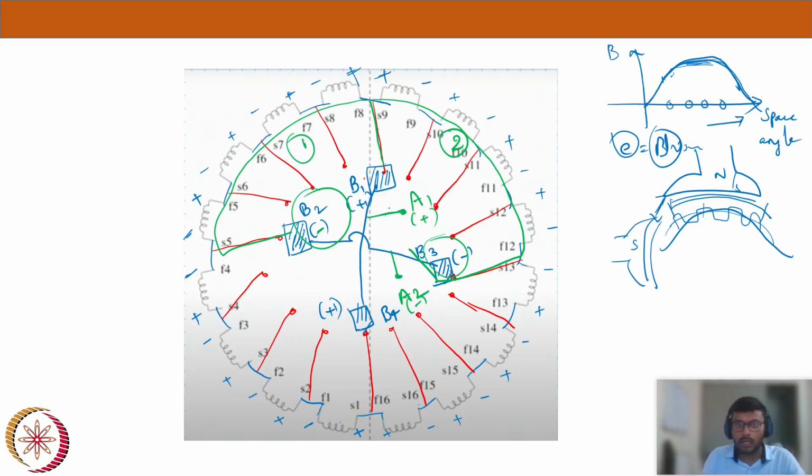Now the same thing will be repeated for B4. Now let's say I start from B4 to reach negative. It will start like this. It will come like this, and it will flow through all these coils, and it will come into B2. This is the third parallel path. Now again, the last parallel path will be, it will start at B4. It will flow through all these coils, and it will come at B3. This is the fourth parallel path.